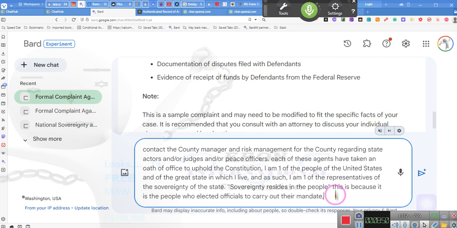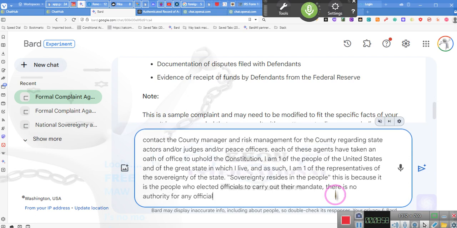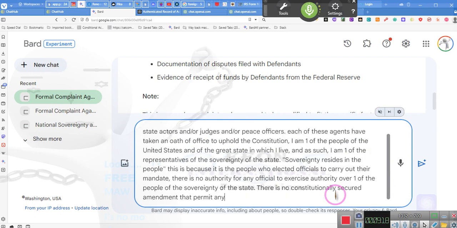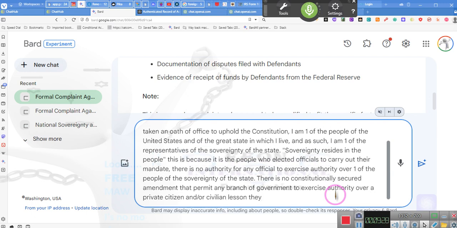Comma, there is no authority for any official to exercise authority over one of the people of the sovereignty of the state. Period. There is no constitutionally secured amendment that permits any branch of government to exercise authority over a private citizen and or civilian, lest they violate the rights of another, i.e., colon, the law. Exclamation mark.